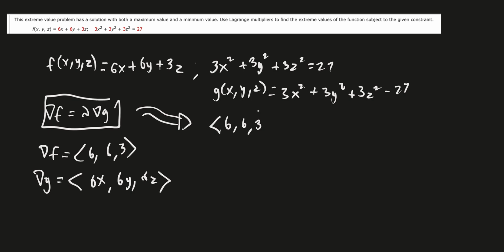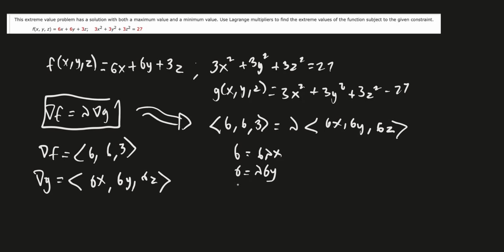So 6, 6, 3 is lambda times 6x, 6y, 6z. That gives 6 is 6 lambda x, 6 is lambda 6y, 3 is lambda 6z, and 3x squared plus 3y squared plus 3z squared is 27. You can divide out a 3 here, so the constraint is just x squared plus y squared plus z squared is 9.